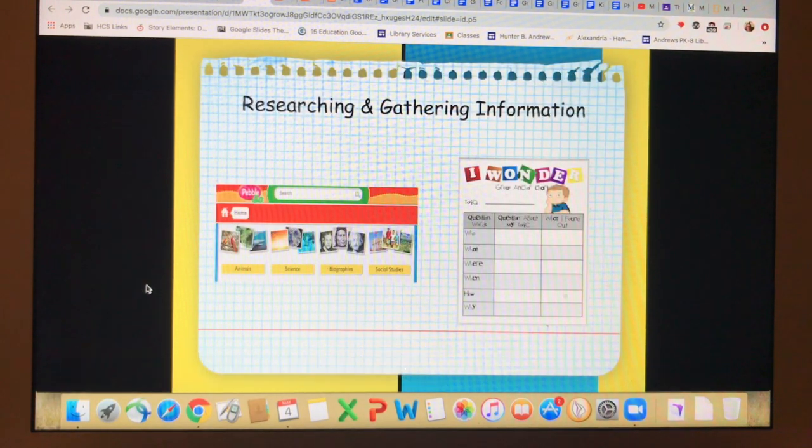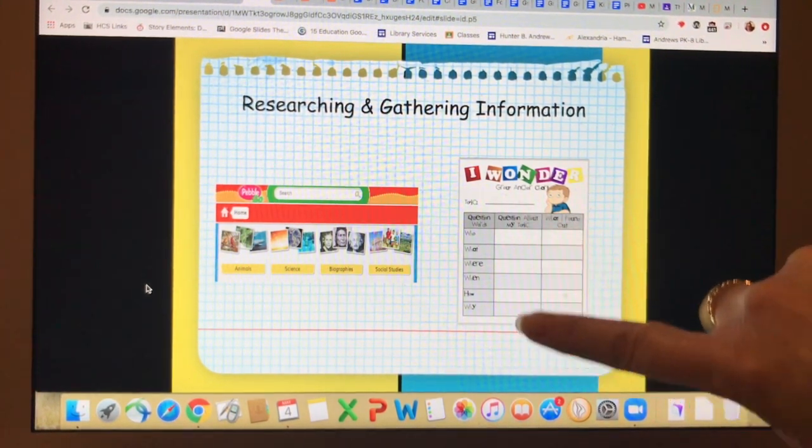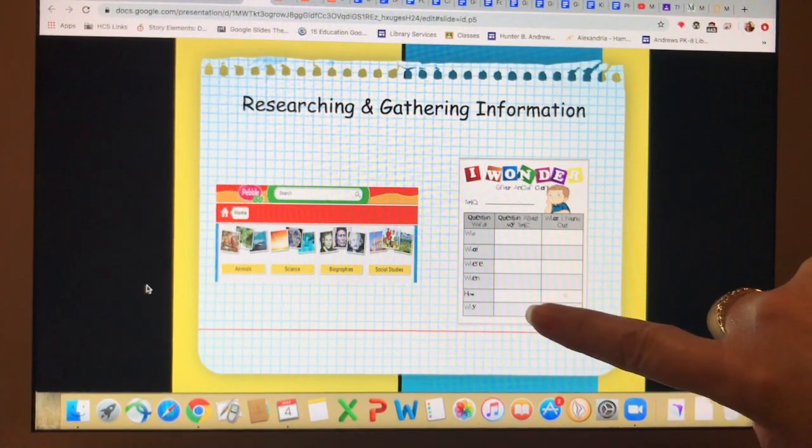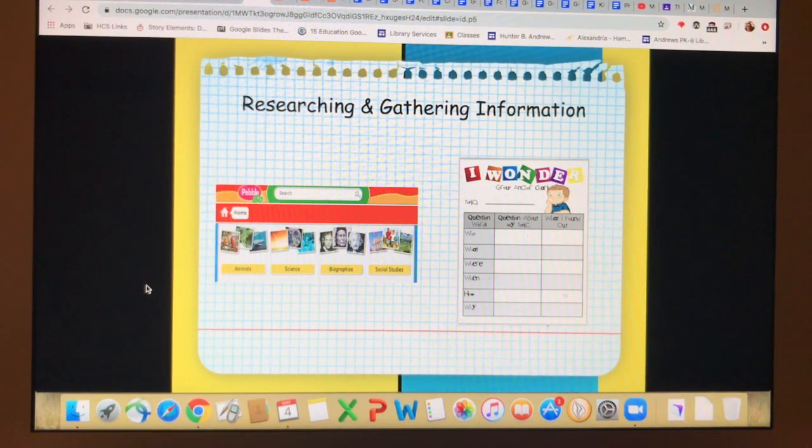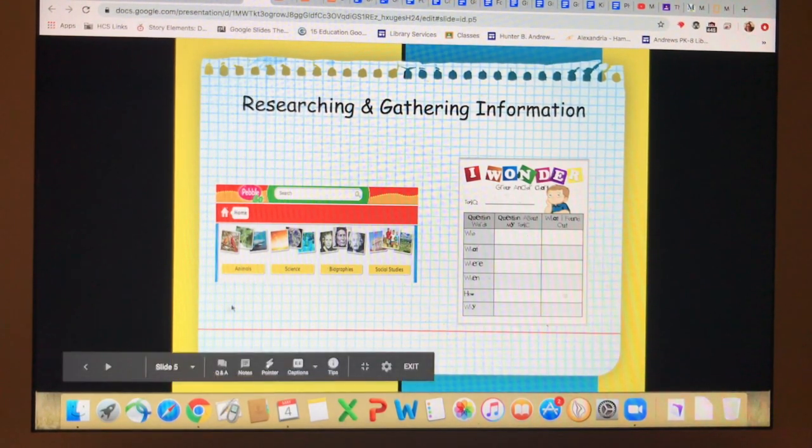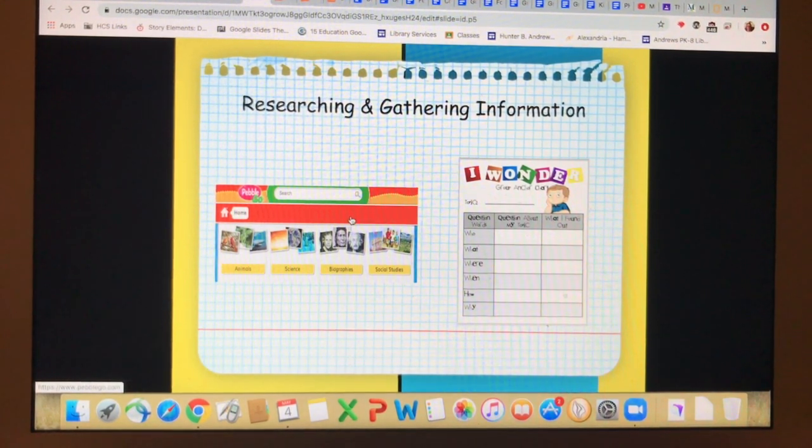Okay, so researching and gathering information. So this was our chart, and Miss T showed you the questions that she wrote for the butterflies, for kindergarten and first grade, and Independence Day for the second graders. And we are going to go to PebbleGo to answer our questions. Okay, so researching means we're going to PebbleGo, we're finding the answers to our questions. The gathering information means we're taking those answers and we're writing them down on our paper.